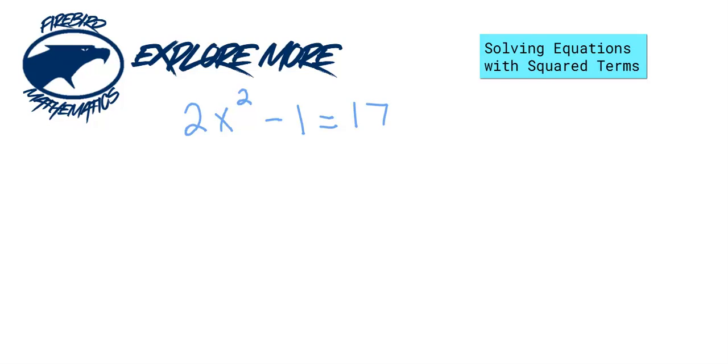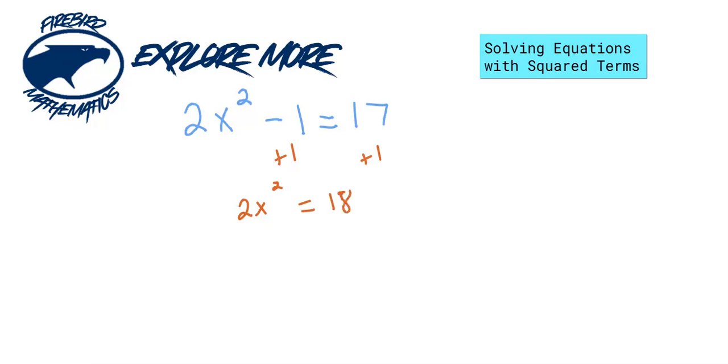Okay, so when we see something like this, just like when we are solving equations in class, we're going to do some order of operations in reverse here, right? So first thing we would do is get rid of the minus 1, so we'd add 1 to both sides, and that would give us 2x squared equals 18.